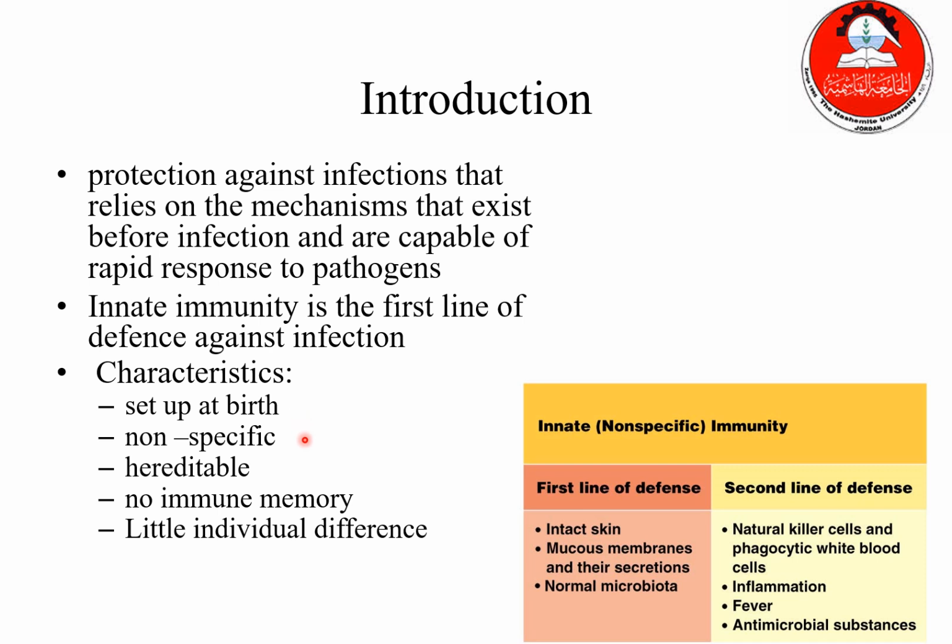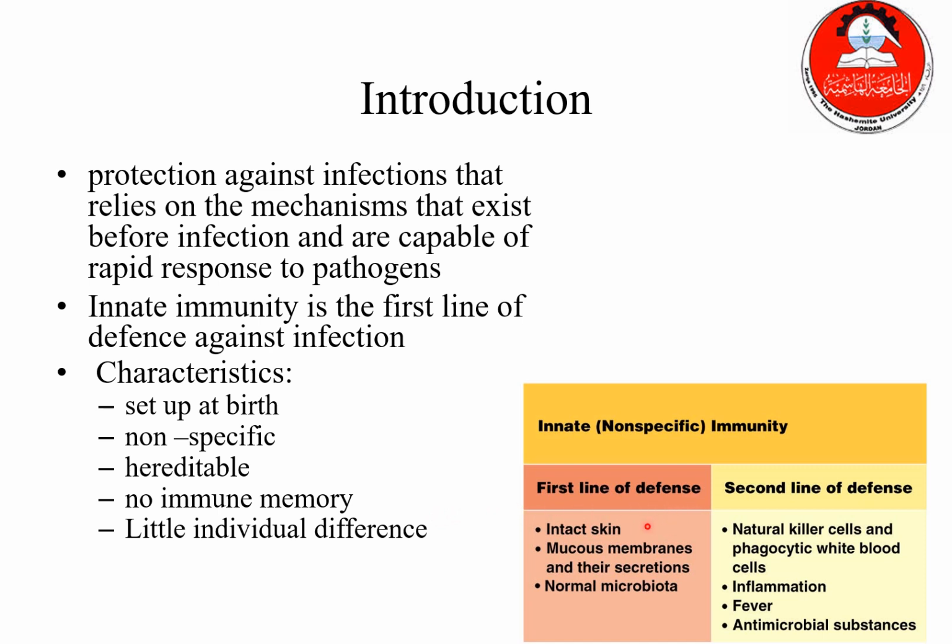It's non-specific. Every time the human body encounters the same antigen, it's going to react in exactly the same way. There is no rapid response with second or third exposure because this is non-specific. With the adaptive immune system, there is a memory, so there is a faster response upon second, third, or fourth encounter of the same antigen.